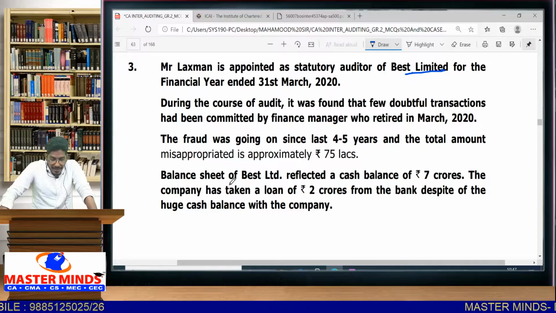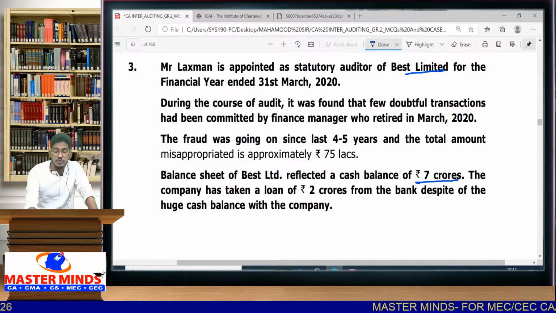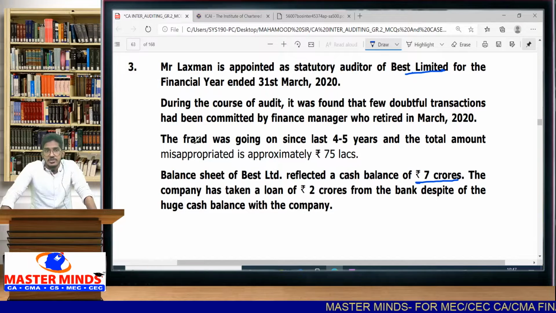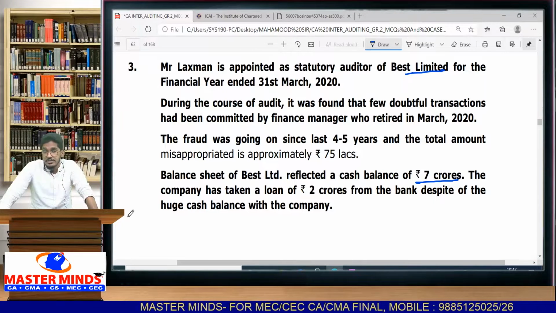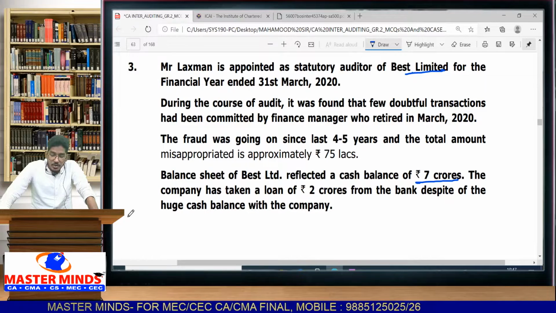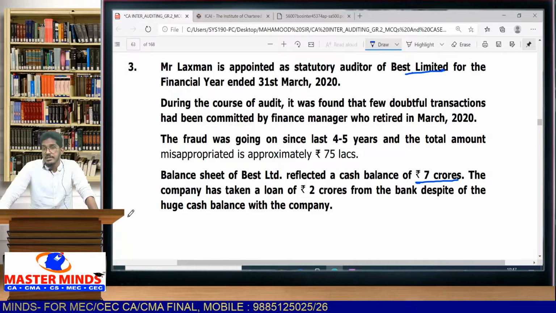Then the balance sheet of Best Limited reflected a cash balance of 7 crores, a huge amount of cash. See, generally companies will not maintain huge amounts of cash in hand. But this company is maintaining 7 crores of cash in hand as on the balance sheet date, which is very much doubtful. Then the company has taken a loan of rupees 2 crores from the bank despite the huge cash balance with the company.